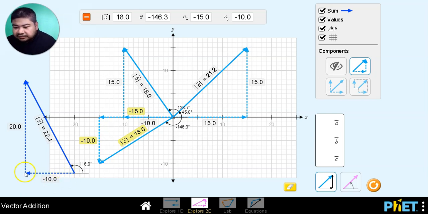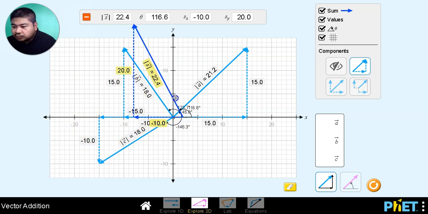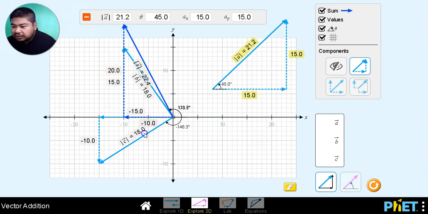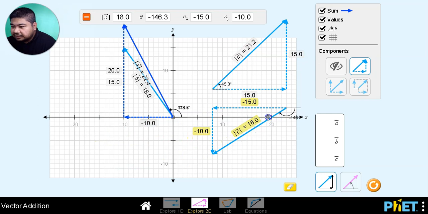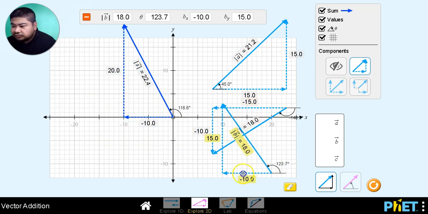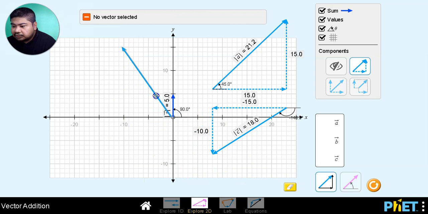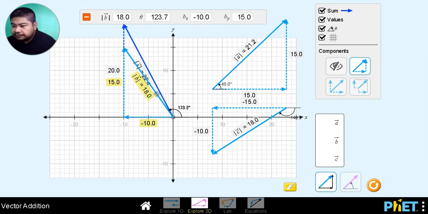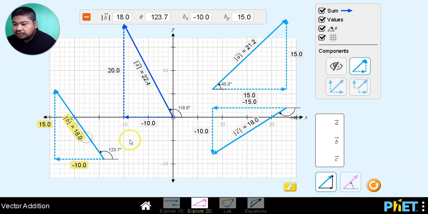Okay, because this is the negative x-axis, if we bring this sum to the origin, we move our vector A to the side so that it is easier to see the vector S. We move it here. Alright. So the sum of A plus B plus C is going to be negative 10x plus 20y.